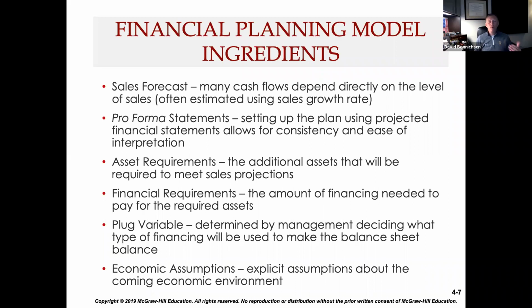And then we have what we call pro forma statements, right? How we go about setting up the plan using the projected growth rate and developing an estimated income statement, balance sheet, and cash flow statement for the next year. So we're looking ahead to the future year. We're forecasting what next year is going to look like using a sales forecast as our primary metric. When we do that, it gives us an idea of whether we need any new assets to help support that growth.